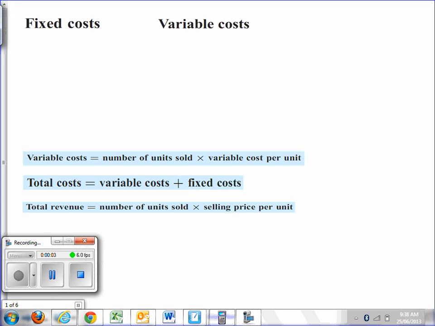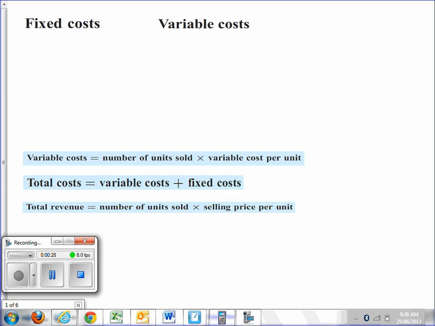We're going to look at break-even analysis now. A break-even analysis is made up of two parts. The idea of a break-even analysis is to work out how much you need to sell of something before you're making a profit. To do that, we have to analyse what kind of things are involved in those costs. So we've got what we call fixed costs and variable costs.